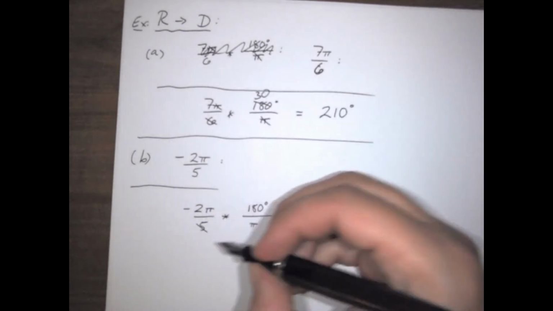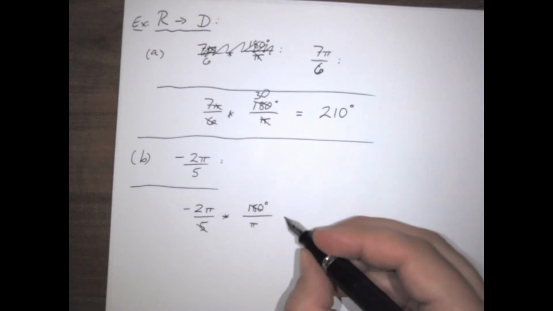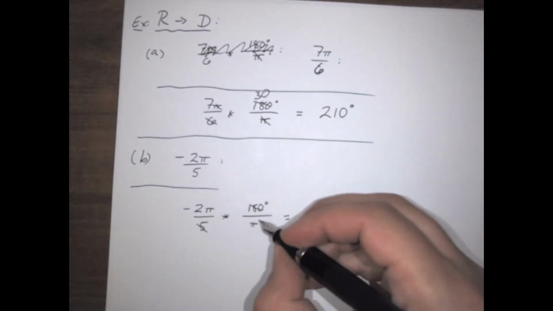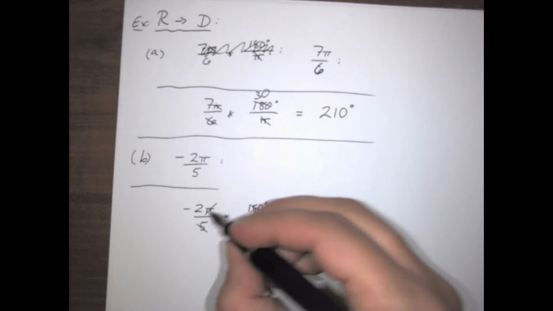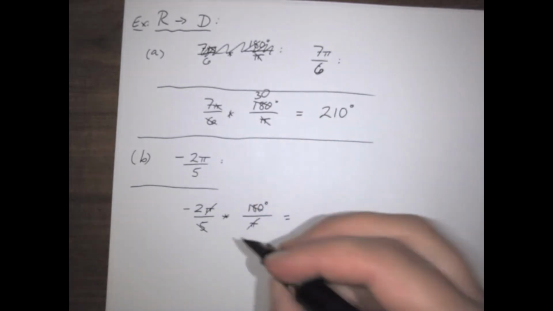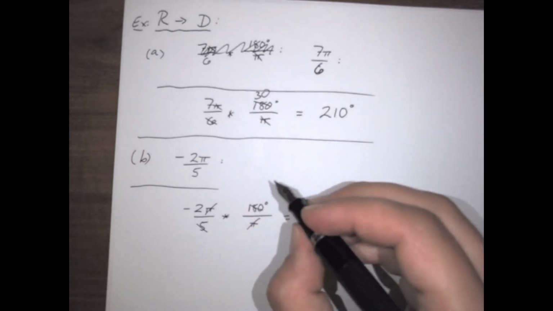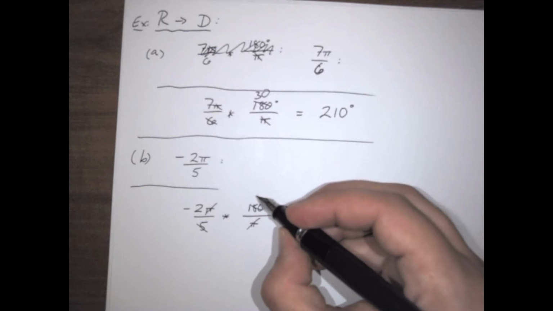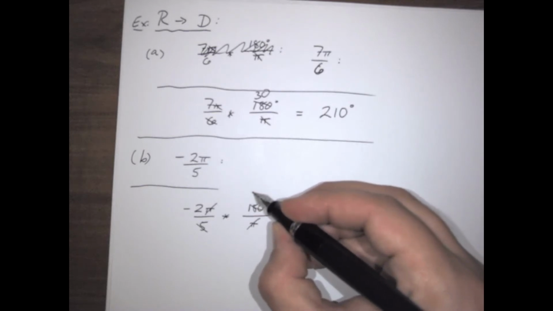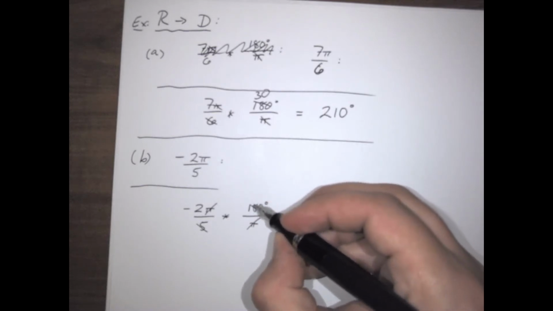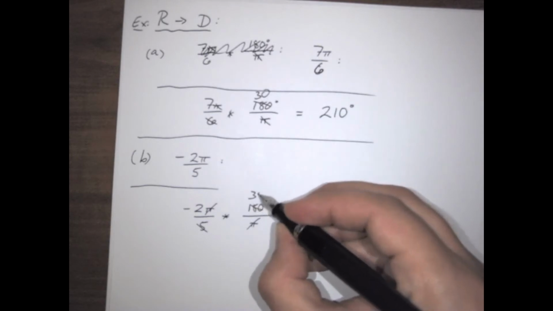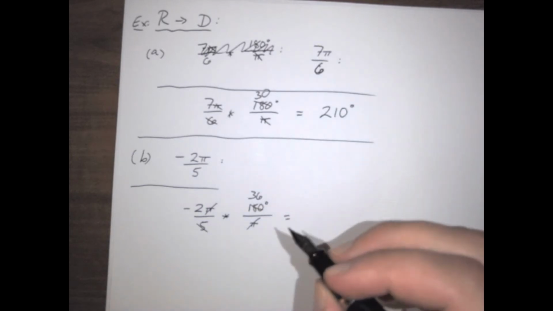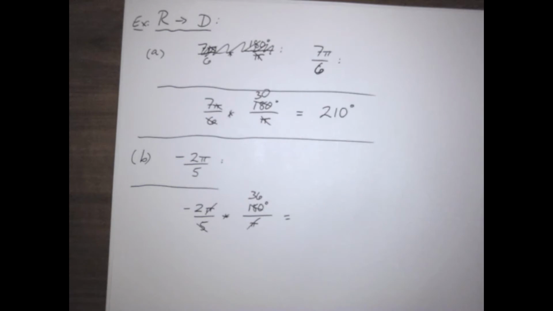Alright, so now we can just roll up our sleeves and get to work. What cancels? The pi's cancel each other. The 5 goes into the 180, and once again, to divide by 5, double the number and take away a decimal point. So it would be 360, and take away that 0 at the end. Alright, and that's everything, it looks like.